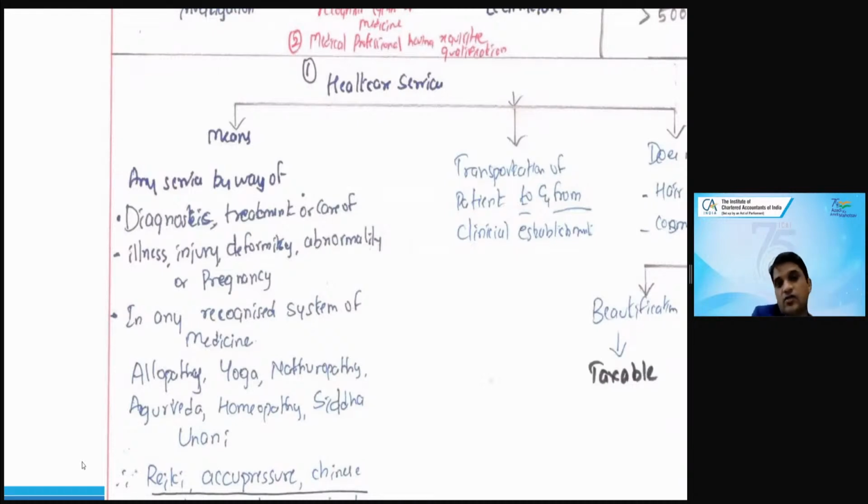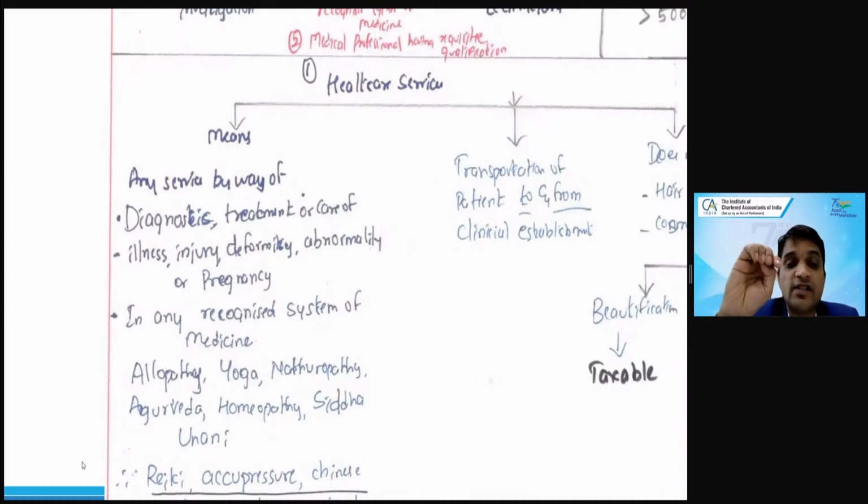Diagnostics or treatment. So, diagnostic means before getting any injury or before falling ill. To not fall ill, you are doing a diagnostic. So, that is called diagnostic. Then, if you've fallen ill, then the treatment has to be done. That is the second part. So, first is diagnostic, then treatment or care of illness, injury, deformity, abnormality, or pregnancy will all be covered under healthcare services.